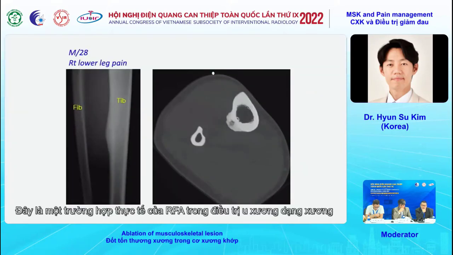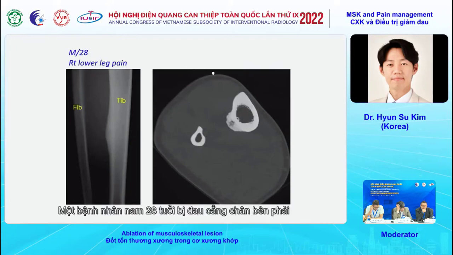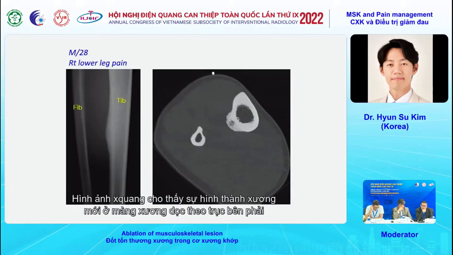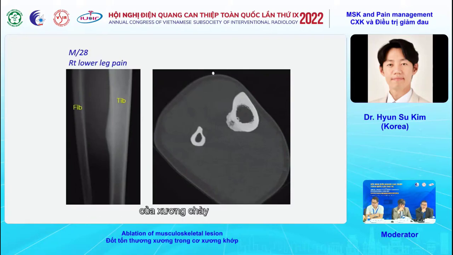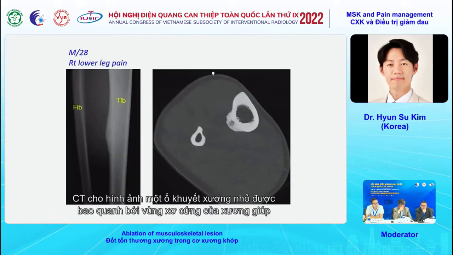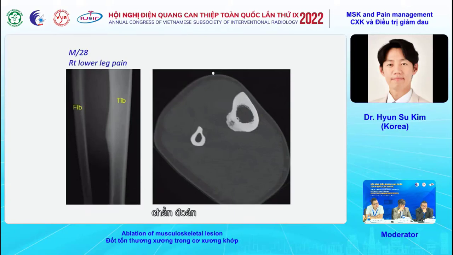This is an actual case of RFA in osteoid osteoma. A 28-year-old man presented with right lower leg pain. The radiograph reveals periosteal new bone formation along the lateral shaft of the right tibia. CT reveals a radiolucent nidus surrounded by sclerotic lesion, which suggests the diagnosis of an osteoid osteoma.